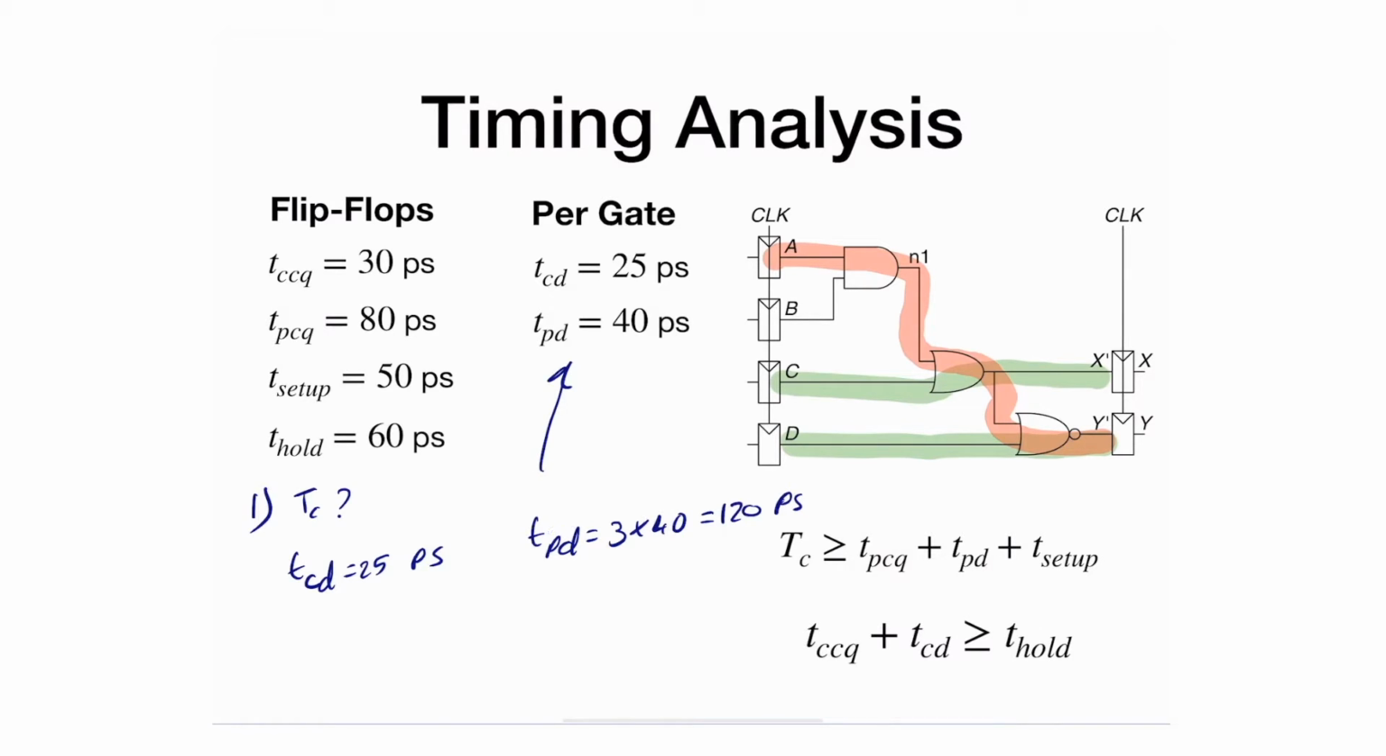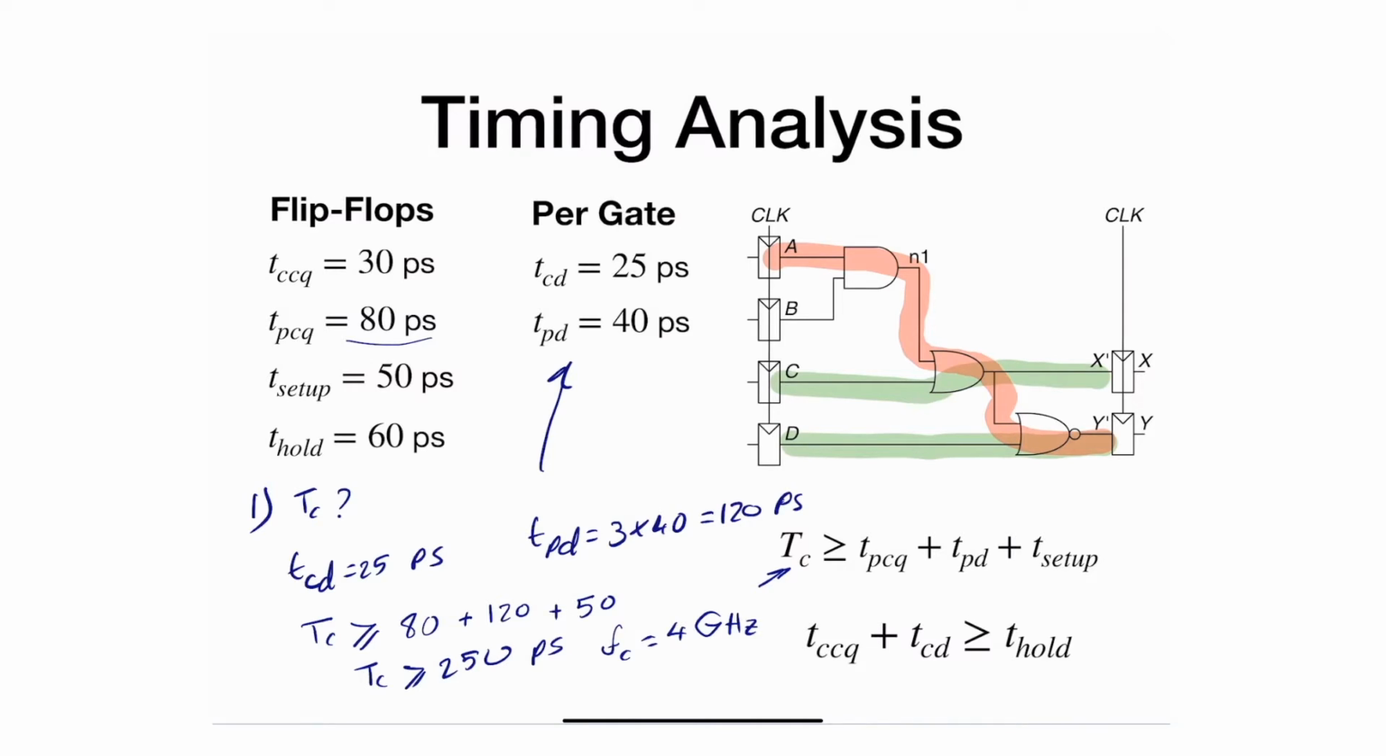All right, so we need to figure out the Tc by plugging in these numbers. Tc must be greater than or equal to the propagation clock to Q, which is 80, plus the propagation delay, which we just calculated to be 120, plus the setup time, which is given as 50. So technically, Tc should be greater than or equal to 250 picoseconds. And of course you can figure out the clock frequency by taking the reciprocal of that, and you get about 4 gigahertz.